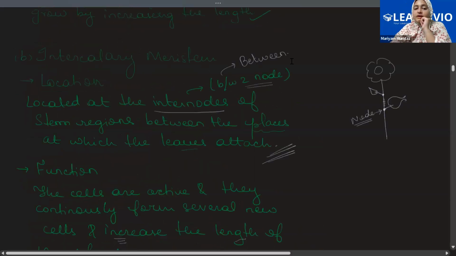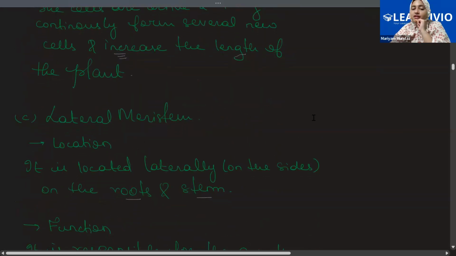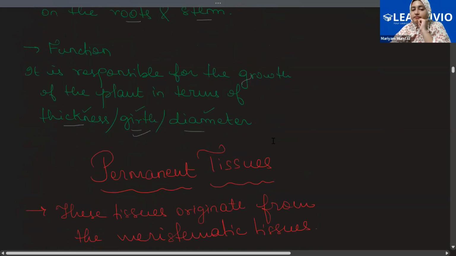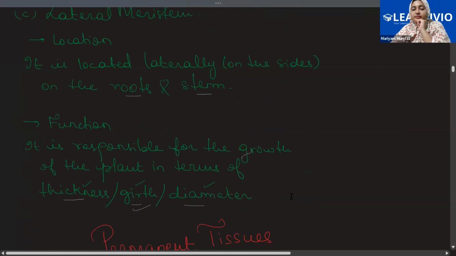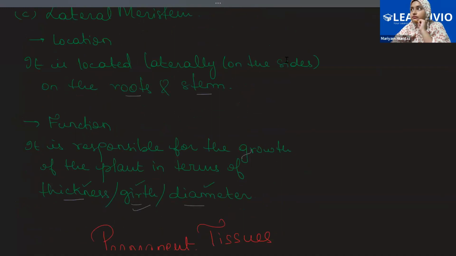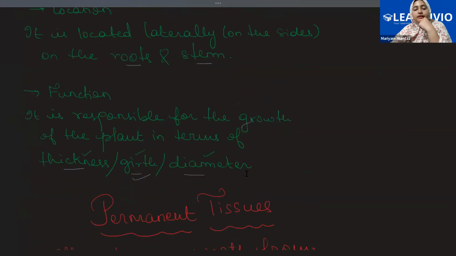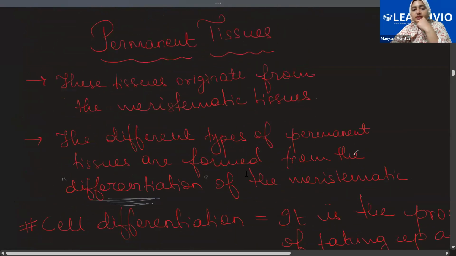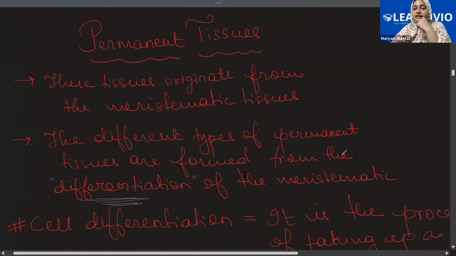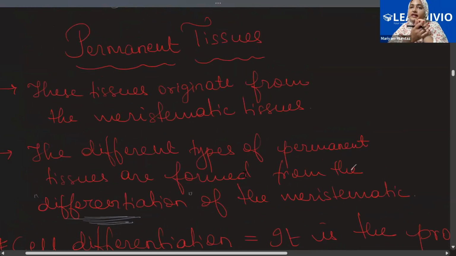Now, when we talked about meristematic tissue, how many types of meristematic tissues are there? Three types. What are the three types? Apical, lateral, and one more, intercalary. Correct. All right.